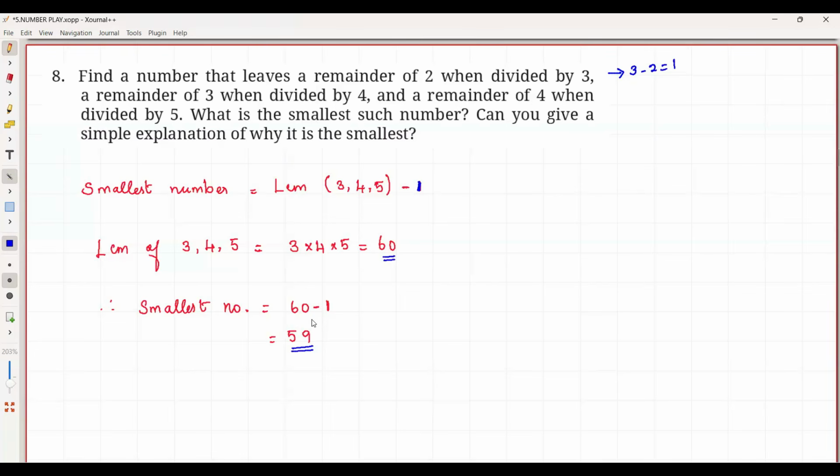Okay, the answer is 59. Now you can cross verify it. If you divide 59 by 3, we should get a remainder of 2. How can we check? 1 3 is 3, balance 2, it becomes 29. 9 3s are 27, so the balance remainder 2 is coming. Correct. Similarly, 59 divided by 4, you will get the remainder 3. 59 divided by 5, you will get the remainder 4. So therefore the answer is correct.